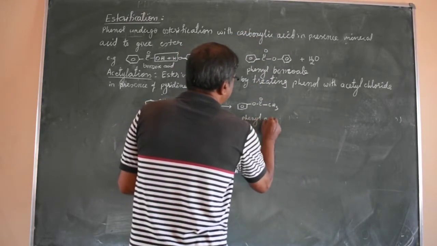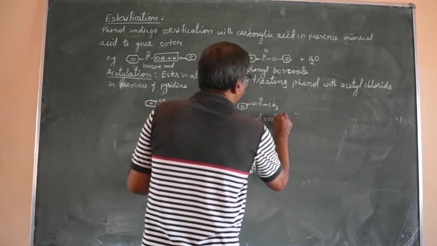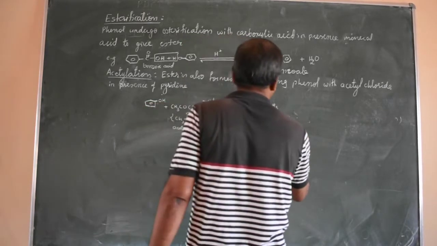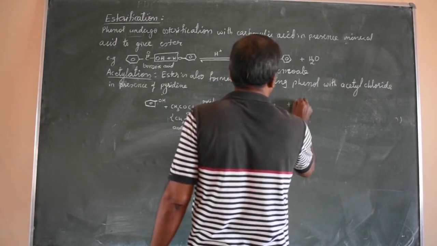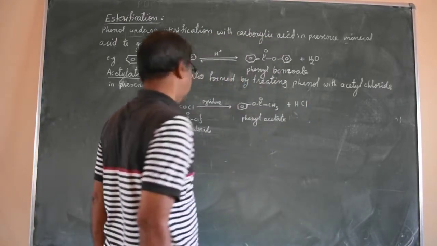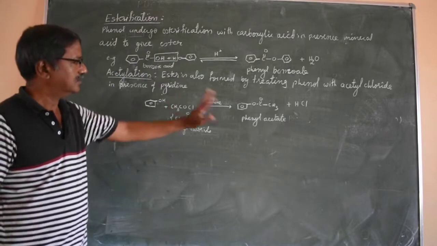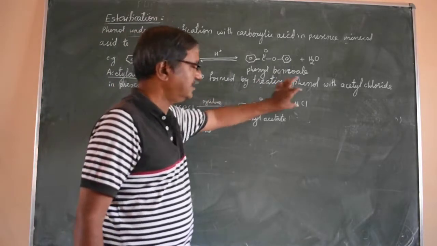Phenyl acetate. I think you are following. One more thing, you always have to remember to write all the reactants and products. One more is HCl, otherwise you are losing the marks. So write all the reactants and products.